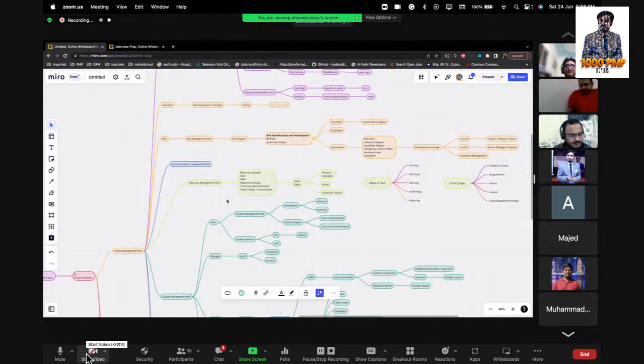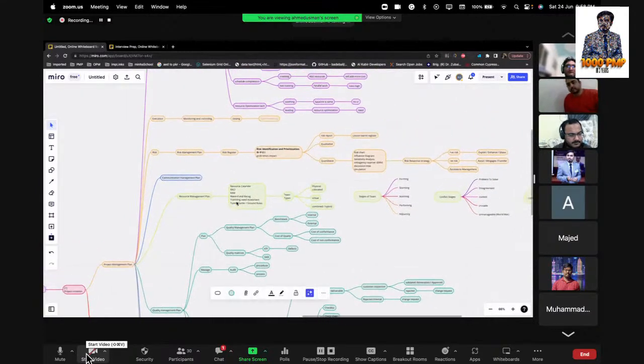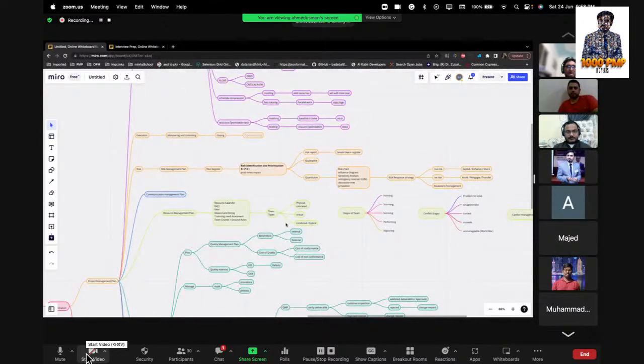So we also drew mind maps for the resource management plan. In the resource management plan, we have the resource calendar, where we do a lot of other things like RACI, RAM, and rewards and recognition. Then we do the team needs assessment and training needs assessment. The team charter and the ground rules are the most important part.